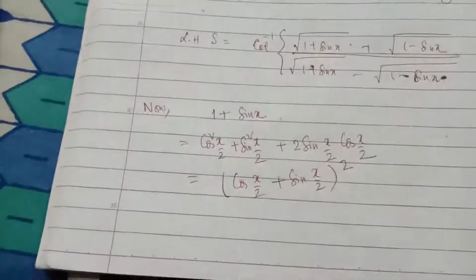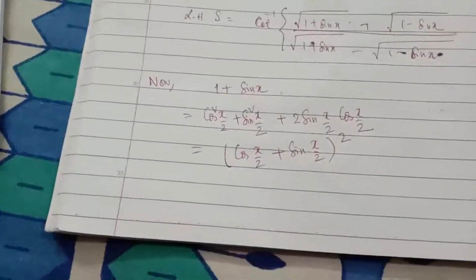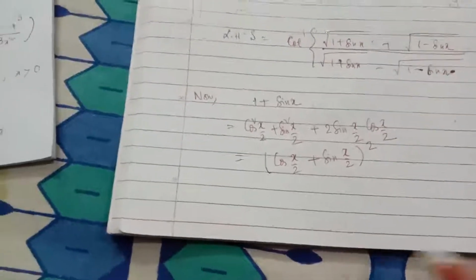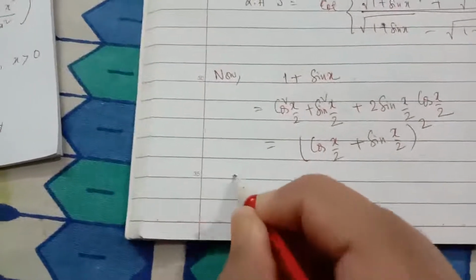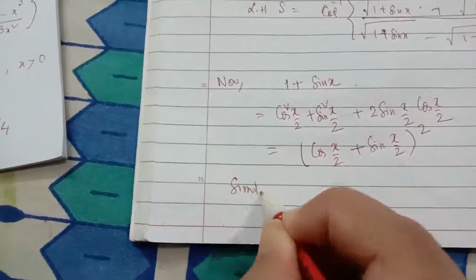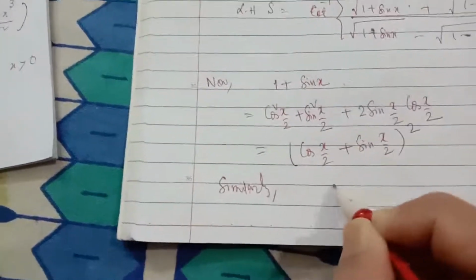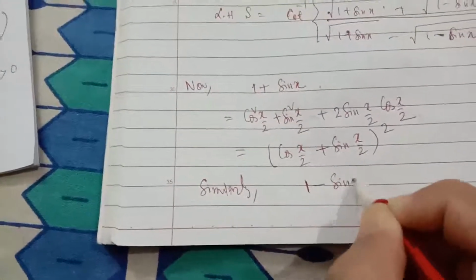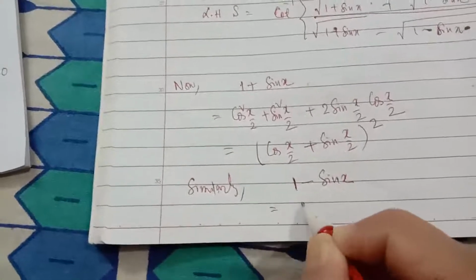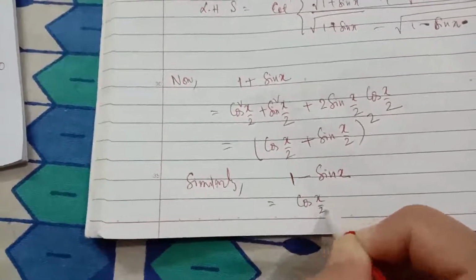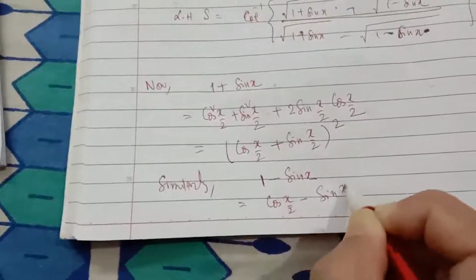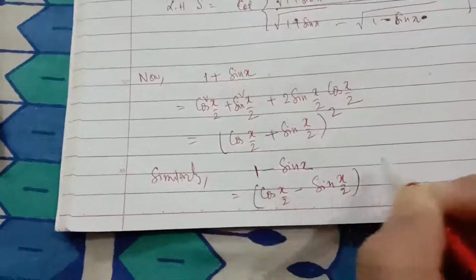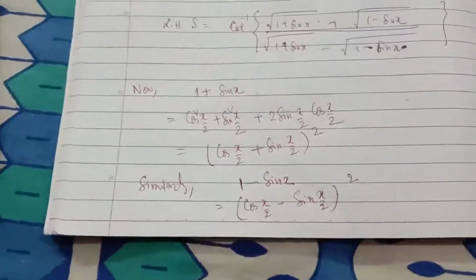1 plus sin x equals (cos x/2 plus sin x/2) whole square. Similarly, 1 minus sin x equals (cos x/2 minus sin x/2) whole square. Be careful. One thing I want to add here.